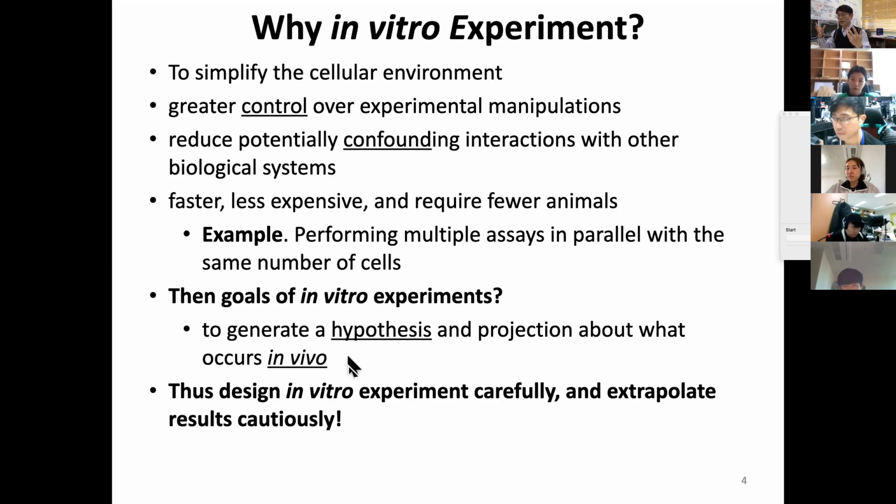many times it's a good approach to devise and develop in vitro assays to generate hypotheses, which may be very good to test in an in vitro condition, but we have to make sure that the reason why we perform in vitro experiments is about finding what occurs in vivo. That's the ultimate goal. So you have to keep that in mind.